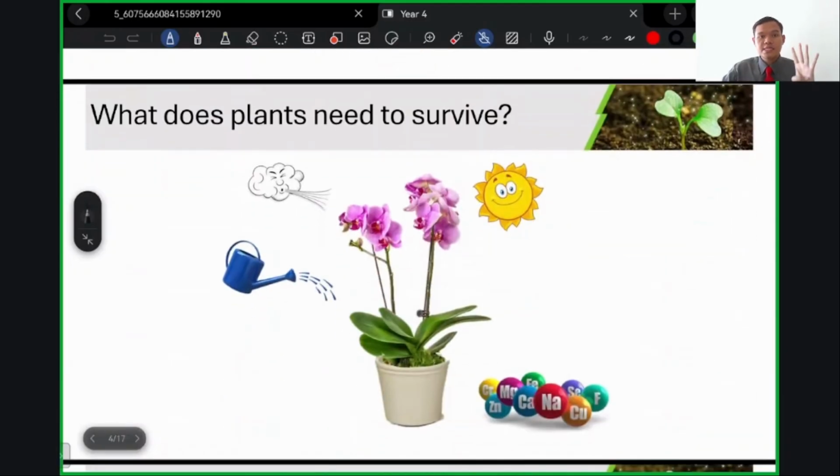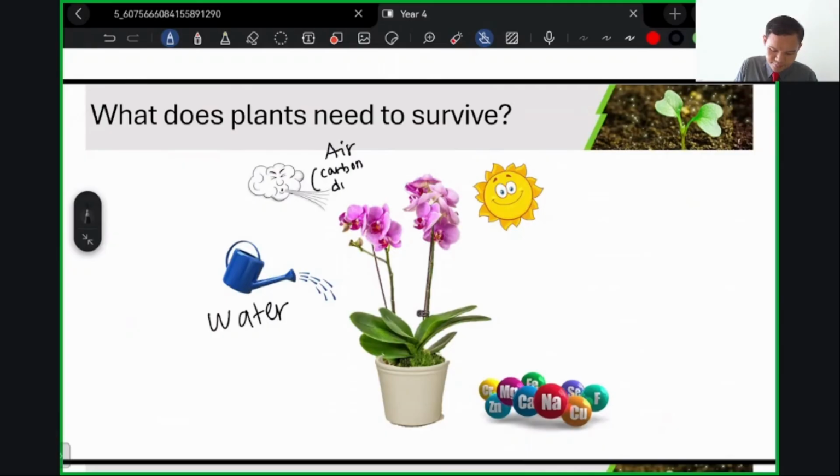There are four necessities that must be present for the plants to keep surviving. The first one is water. Then the plants need air, or we call it carbon dioxide. Then we need sunlight, and minerals or nutrients. These are the four basic necessities that must be present for plants.